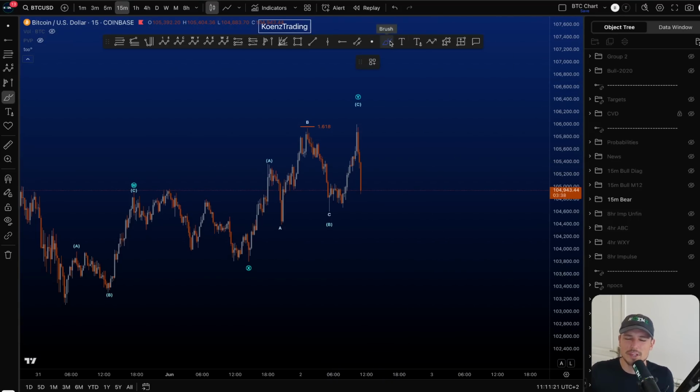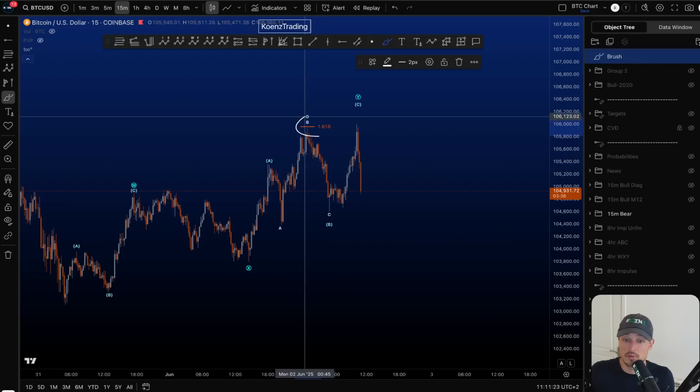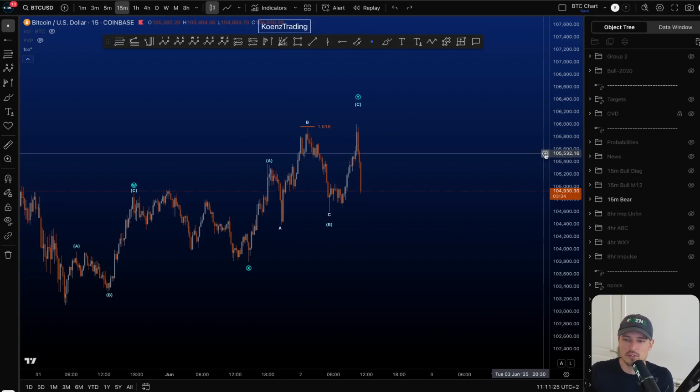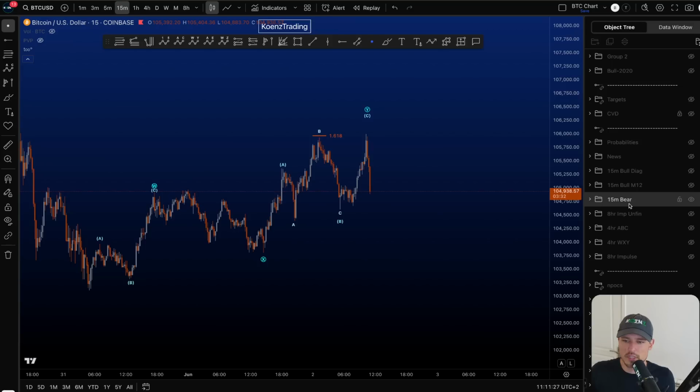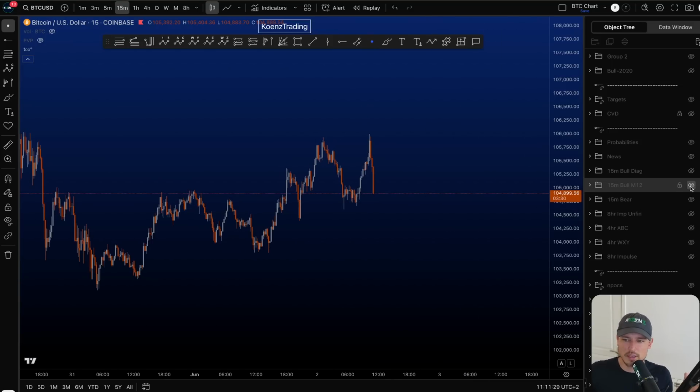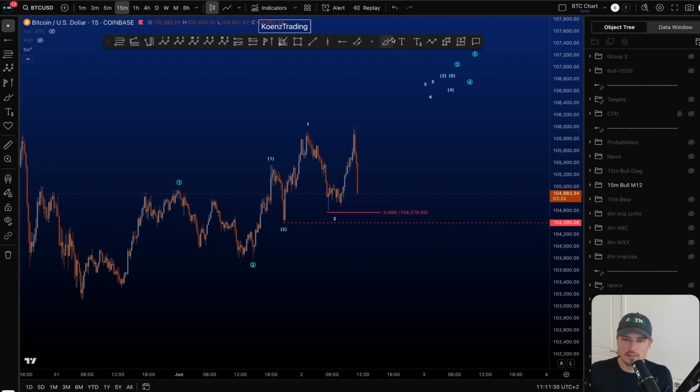But a running flat remains the rarest flat structure. This also is quite a high B, almost touching the 1.618. Something to keep in mind. Now, the low time frames can be very messy, right? So the higher time frames are more interesting to keep in mind.